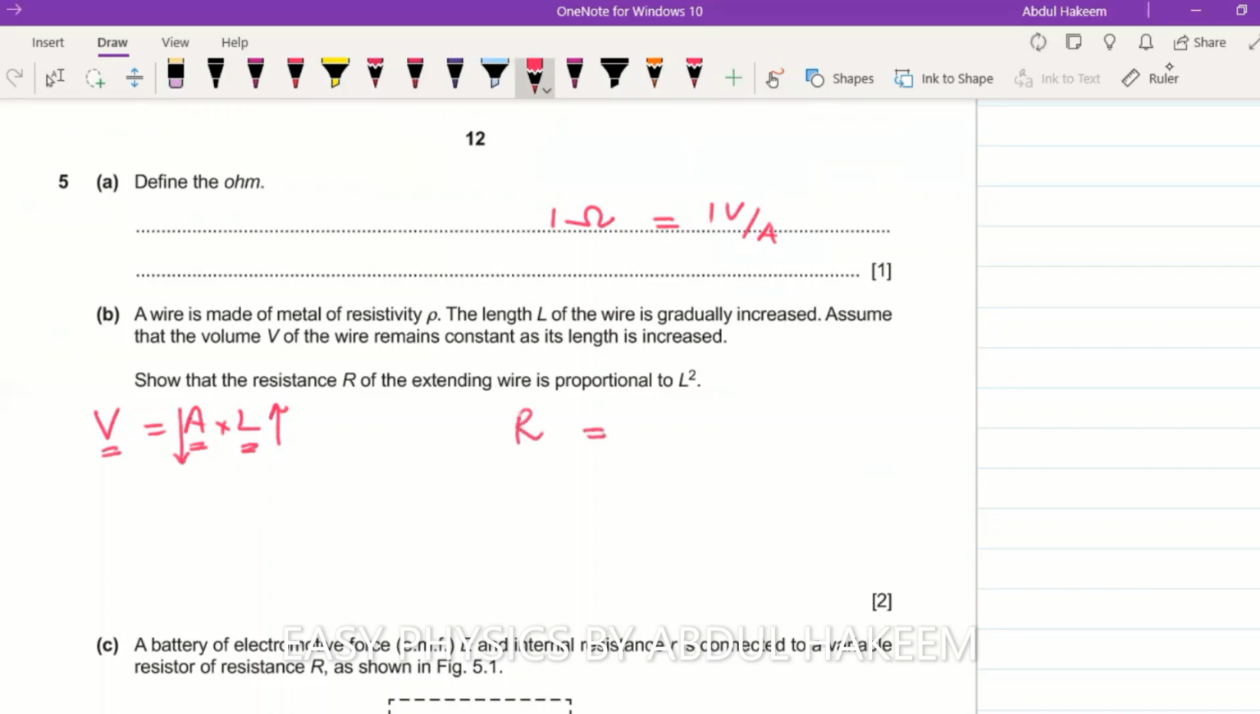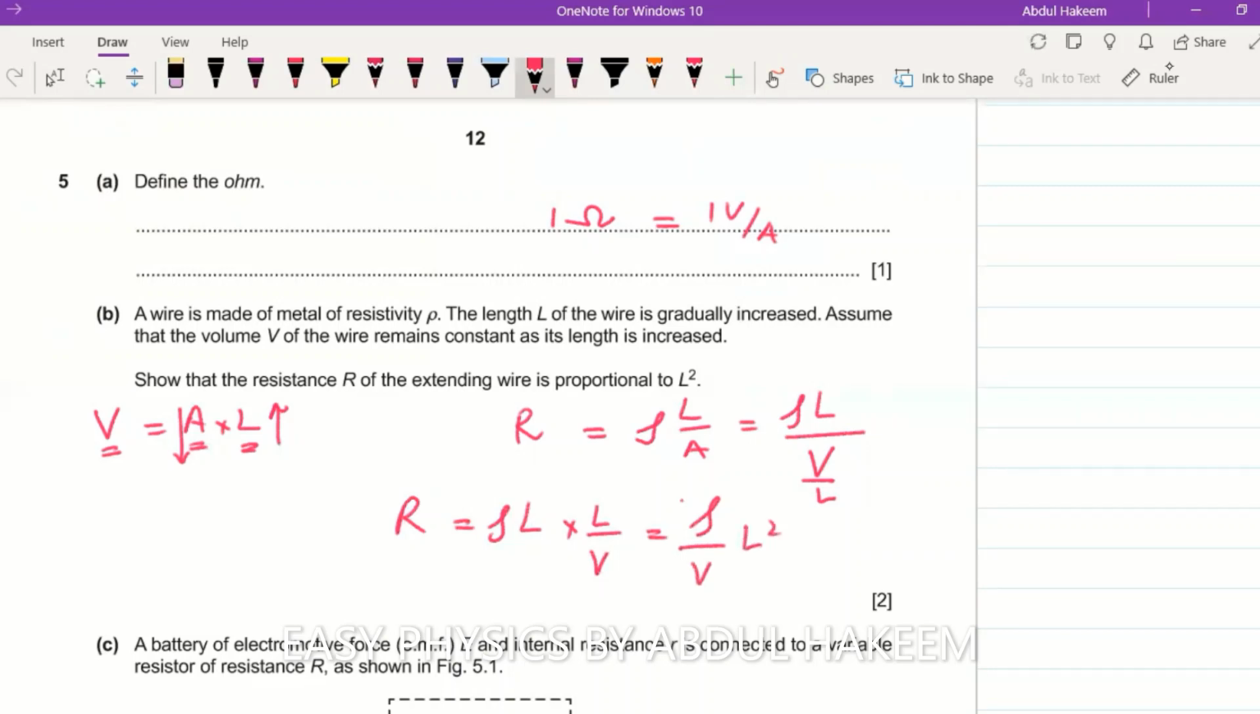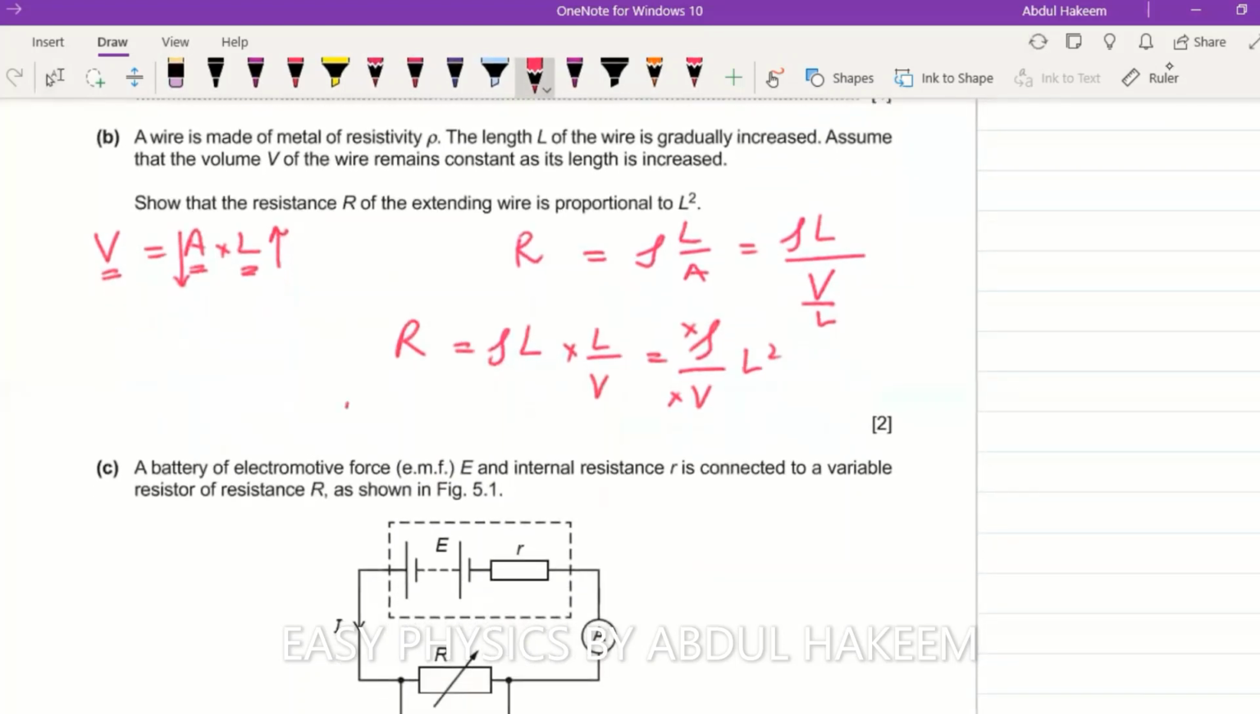The formula is R is equal to rho L over A. Now it can be written as rho L, and from this area can be written as volume divided by length. So R is equal to rho L multiplied by length divided by volume, which is rho over volume times L square. Rho is constant, volume is constant according to the statement. Hence, the resistance is directly proportional to L square, it's shown.